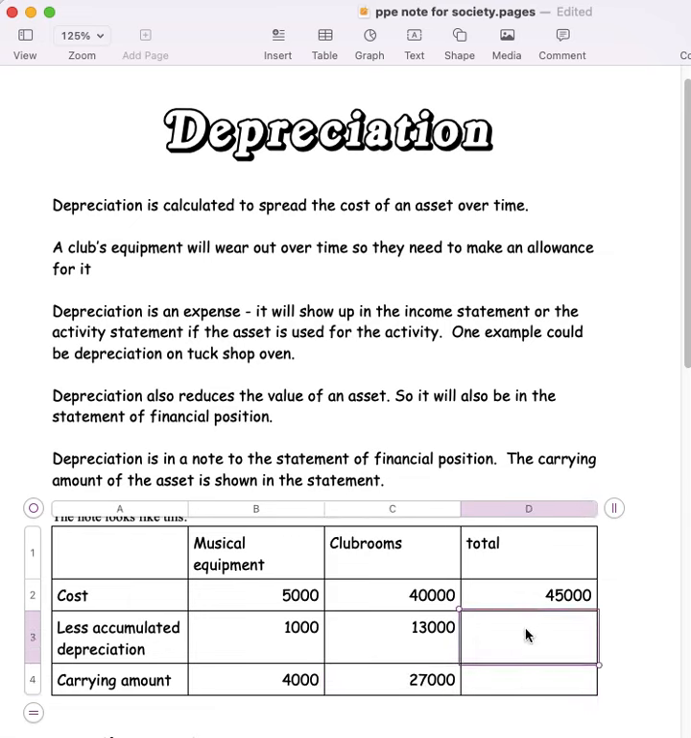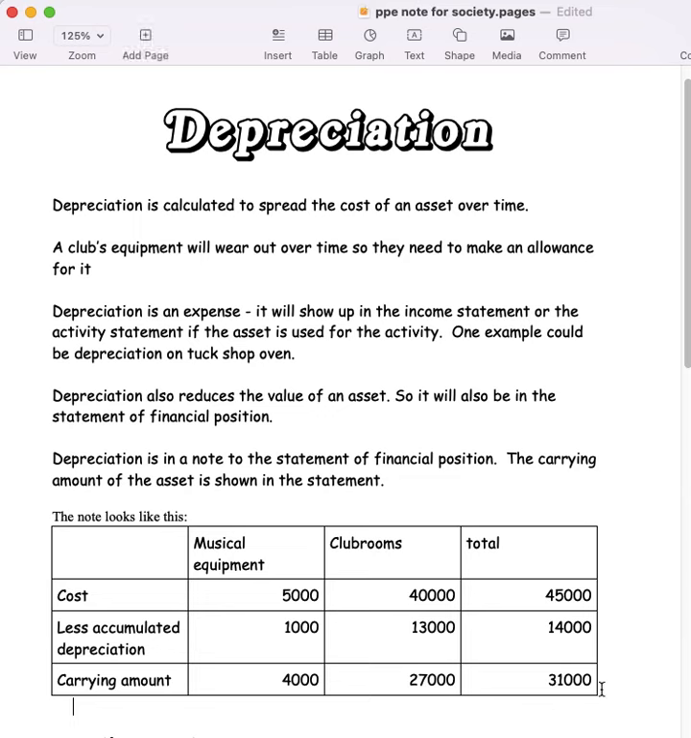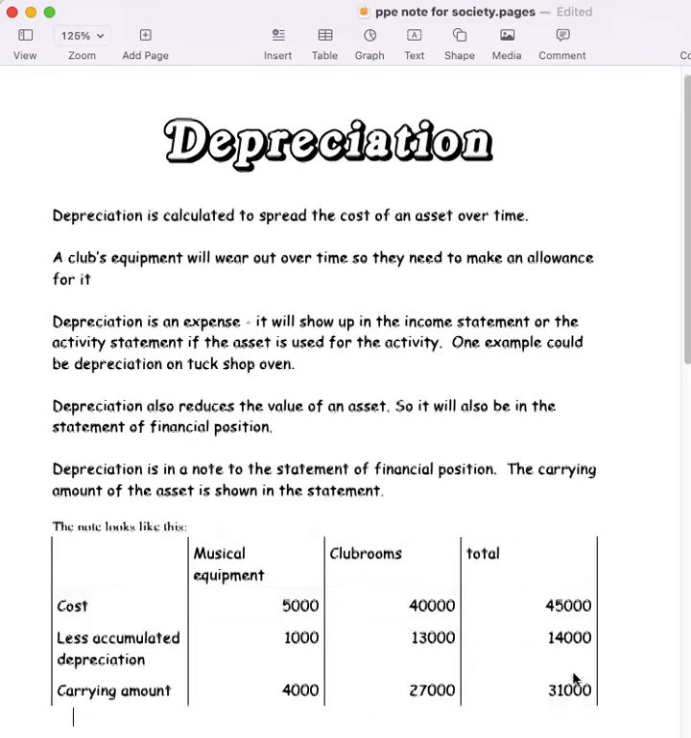So we put that in there. We also need to work out the total accumulated depreciation for all of our assets. So we've got $14,000, and the total carrying amount of the plant, property, and equipment is $31,000. And that number is the one that you're going to use in the statement of financial position where it asks for the plant, property and equipment. We put in the carrying amount, so that's what they're worth about now. So if the club was to close and you're trying to sell everything, that's probably what they'd get for the things that they have. But it is just an estimate, and usually depreciation is used with some special tables set out by the Inland Revenue Department.